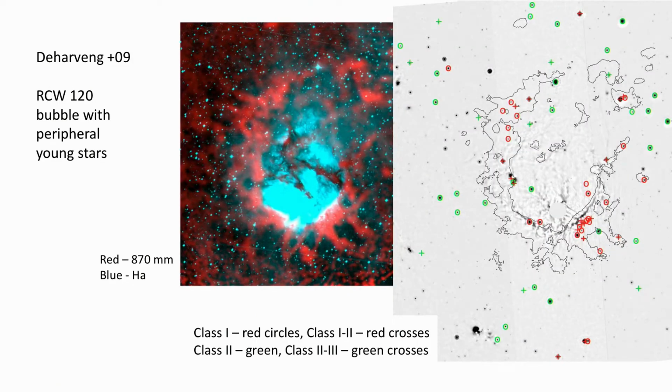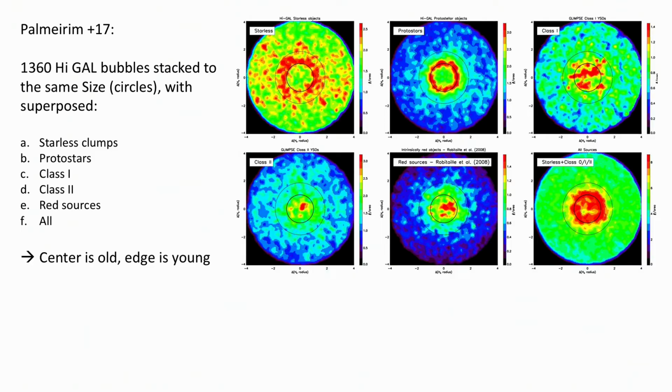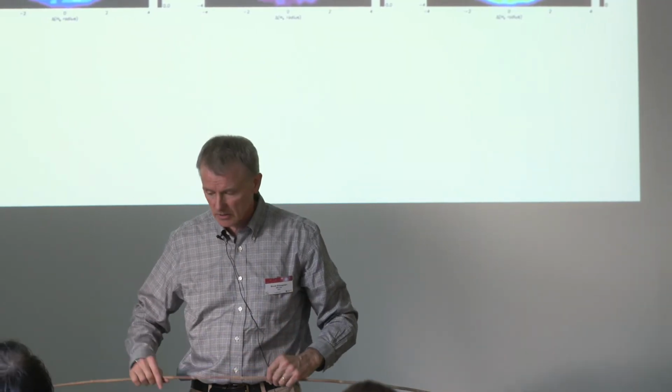This is a compilation of 1,300 Herschel images of the galaxy, Milky Way galaxy bubbles, all stacked and with a normalization to the same size. And if we look at the transition from the youngest to the oldest, starless cores, these are protostars. They're all around the edge. But as we go to class 1 and eventually class 2 older and red sources, they're in the center. So systematically, every single bubble that they found in Herschel, that's 1,300 stacked, shows this tendency for older things in the center and younger things along the edge. All triggered.